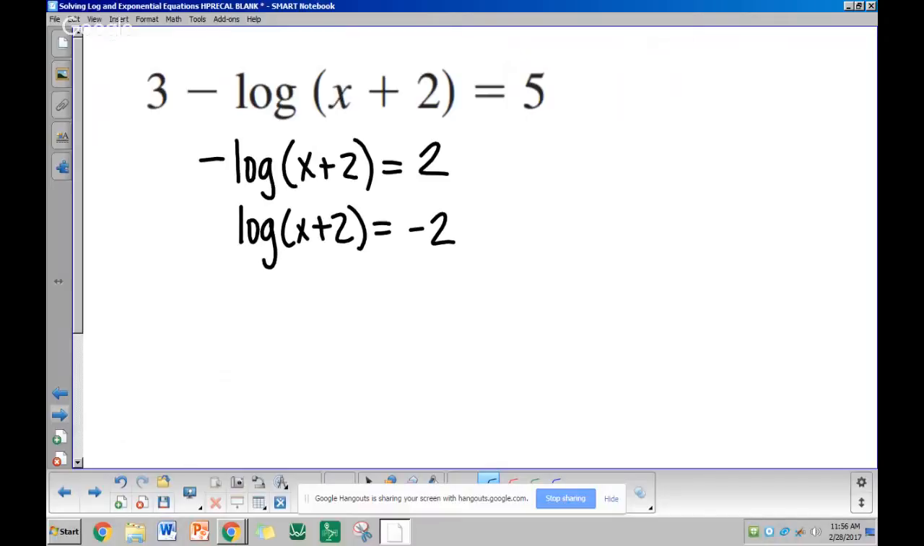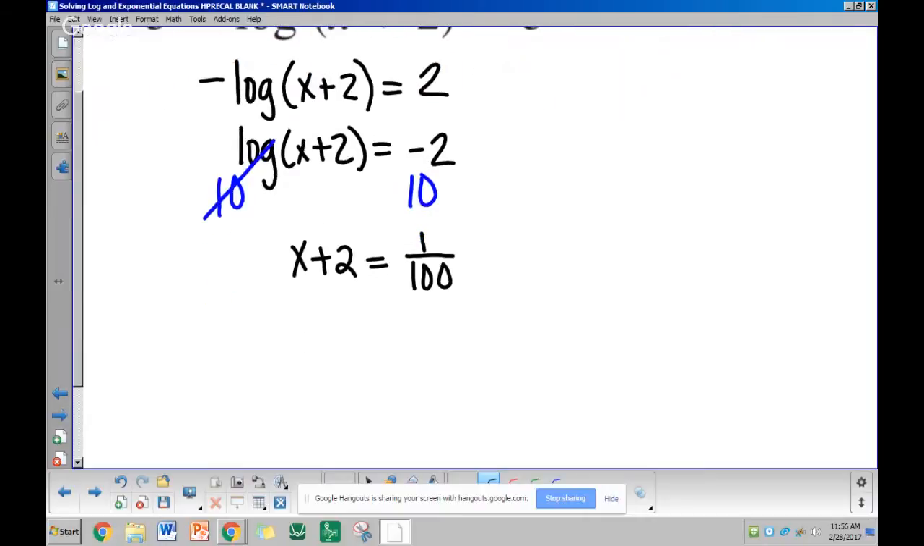And now we're going to exponentiate. And what base? 10. Good, because that's the common log if it's not shown. And so then, since these are opposite or inverse operations, the log and the 10 on the left side go away. We get x plus 2 equals, what's 10 to the negative 2? 1 over 100. You guys are on today, it's great. So x equals 1 over 100 minus 2, which would be 1 over 100 minus 200 over 100, which would be negative 199 over 100.